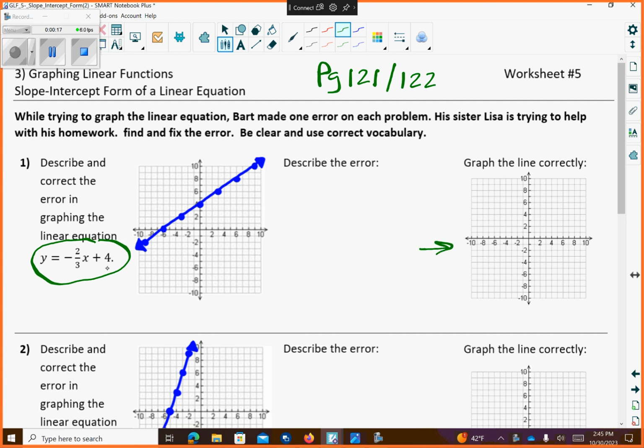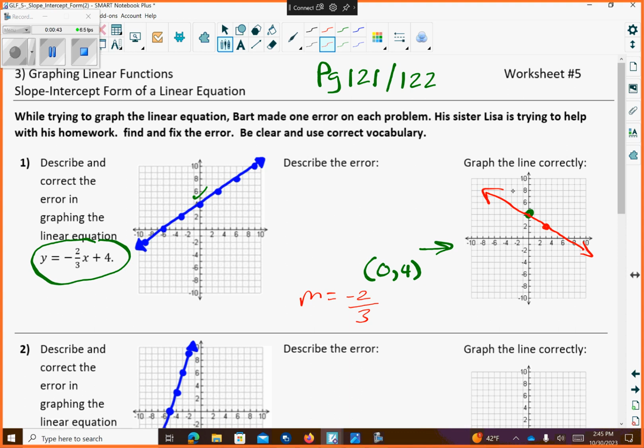Okay, so we have a y-intercept of (0, 4), and that looks to be what they have there. And then we have to realize our slope is going to be -2/3. When the negative's out front, go ahead and put it to the top. So I'm going to go down 2, right 3, and I see where their error is. They did not make the slope negative.